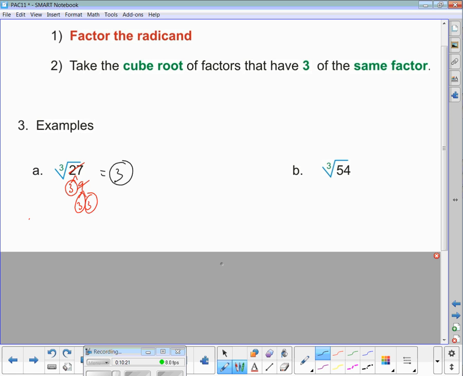Because it's a cube root, anytime you get 3 of the same thing, the cube root is that thing. So again, we're asking what times itself 3 times is that. So over here, the cube root of 54, we're going to proceed the exact same way. We're going to factor. Anybody think 6 times 9 for 54? All right, let's go 6 times 9. You know your times tables.